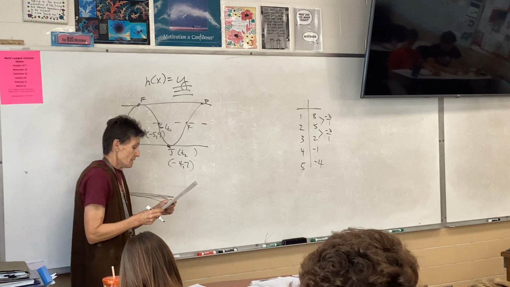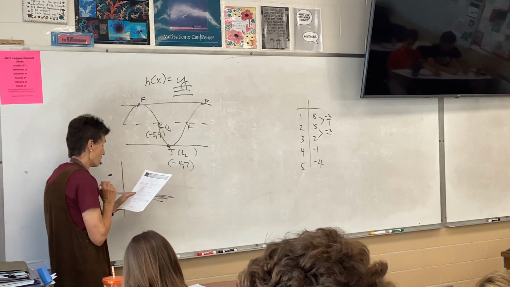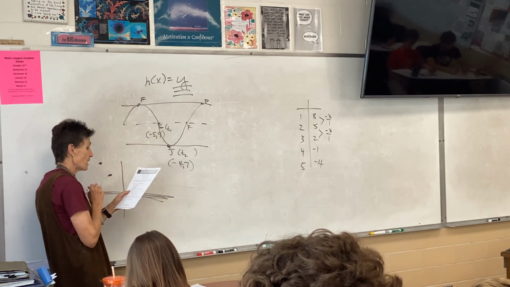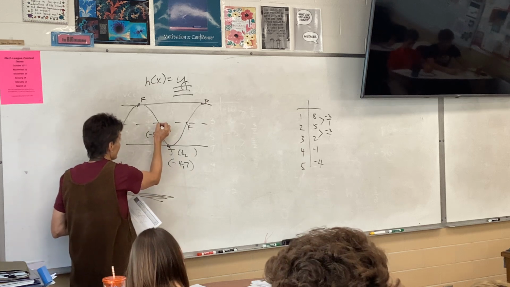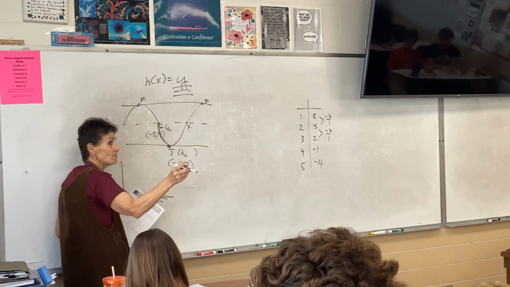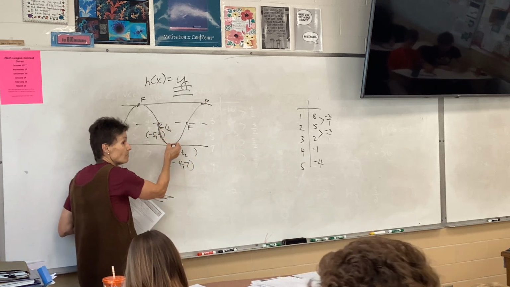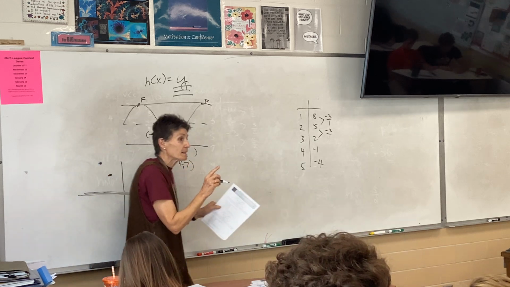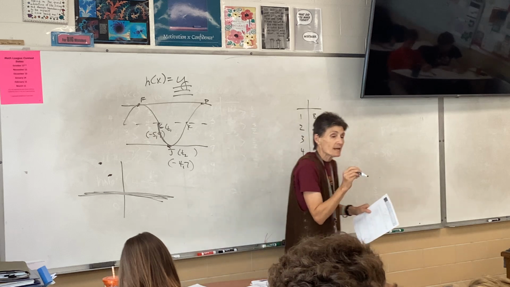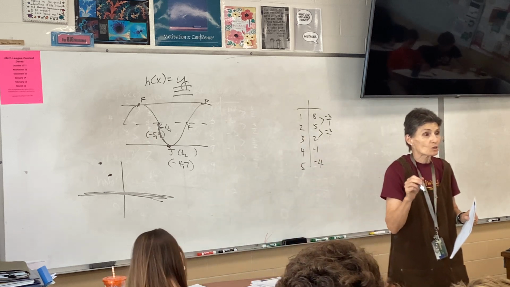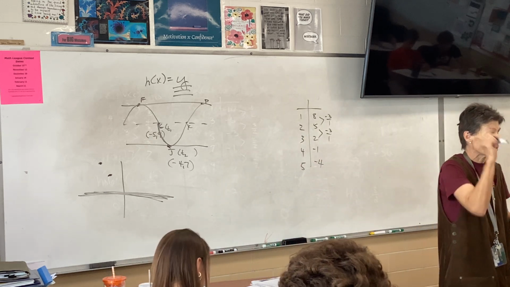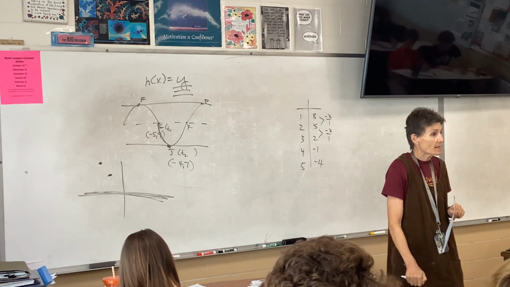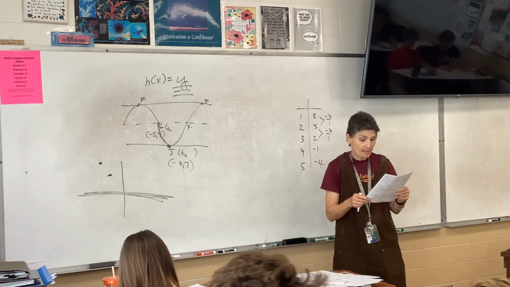Question 2. Describe how the rate of change is changing on that interval. Now, some of you said it's concave up, and you are right. If it's concave up, then how is its rate of change changing? Increasing. Increasing rate of change because it is concave up.